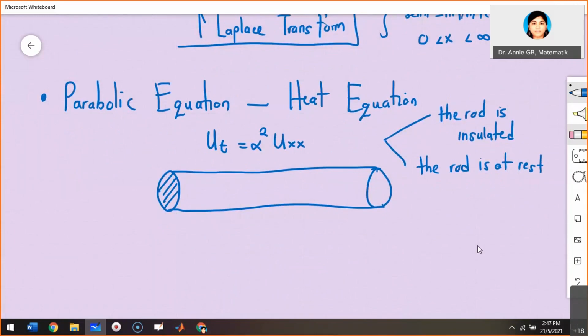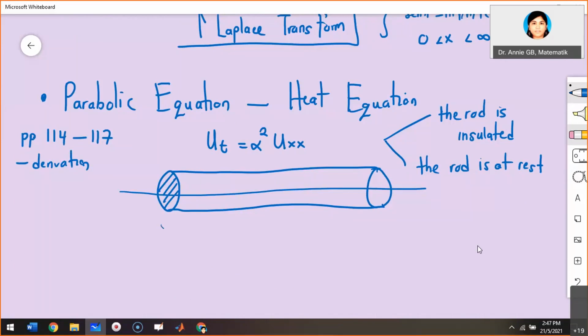Okay, so to derive this ada dalam buku saya muka surat I think page 114. Okay, page 114 until 117 you can look into the derivation of the heat equation. Okay, I don't want to look at the derivation right now. I just want to ask you some question because it's involving the rod. We need to be careful. Apa akan berlaku pada hujung rod ni, okay?